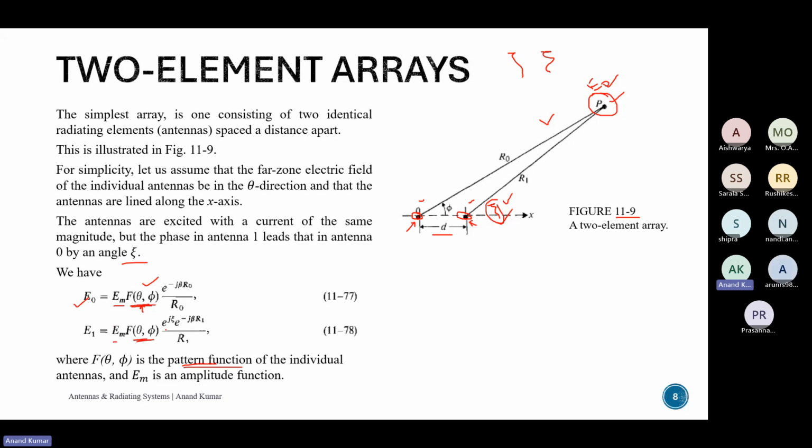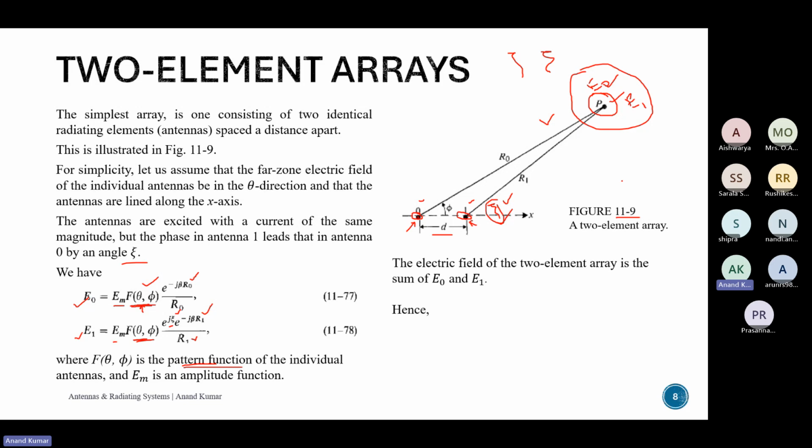And then we said that the second element has a phase difference of xi. So this is xi over here, which is added to the phase, and both are at distances r naught and r1. So r naught and r1 over here. So we can write the electric field at this particular point P as E0 and E1, and then we'll use the vector superposition over here to find out the total electric field.